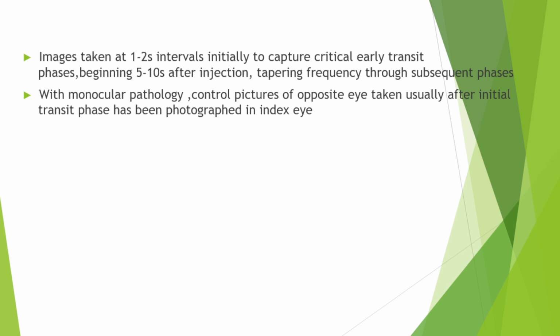In FFA, the images are taken at 1 to 2 second intervals initially to capture the critical early transit phases, beginning 5 to 10 seconds after injection, and tapering the frequency through subsequent phases. When monocular pathology is there, control pictures of the opposite eye are taken after the initial transit phase has been photographed in the index eye.